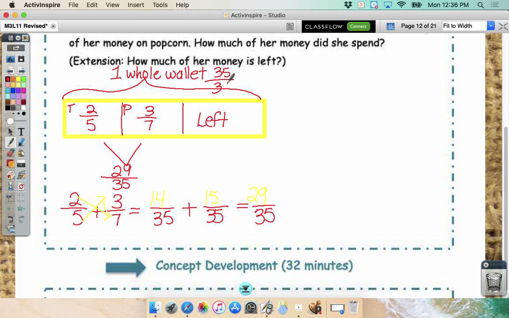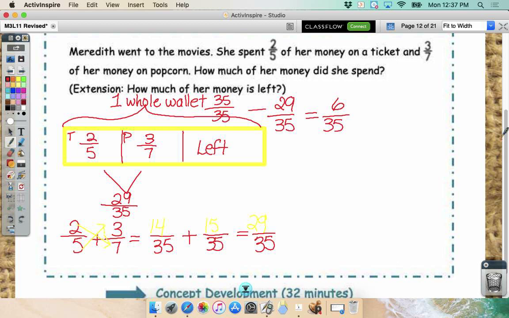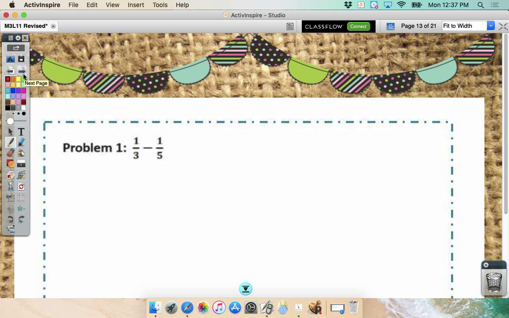35/35 minus what? 29. 29/35 equals 6. I hope that 35 minus 29 is 6. Is that correct? Yeah. Okay, so how much money did she spend? 6/35. No, 29/35. How much was left? 6/35. Very good. Okay, let's take a look at, turn the page. We're skipping that one. So turn the page. Start with problem 1.